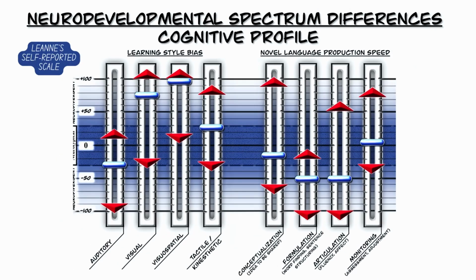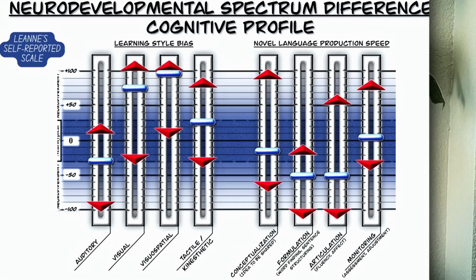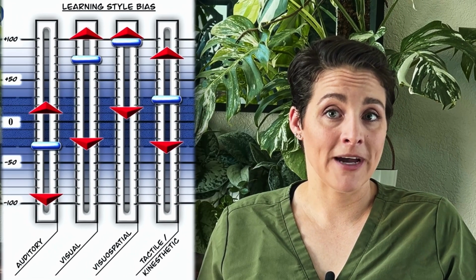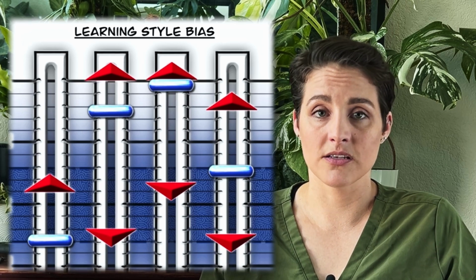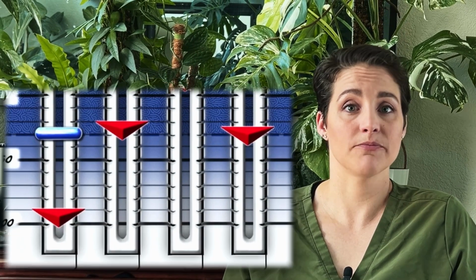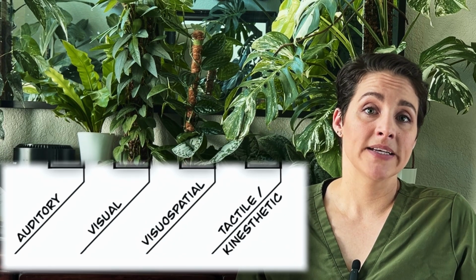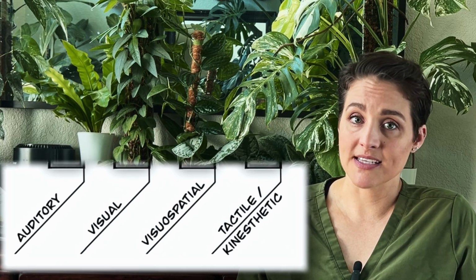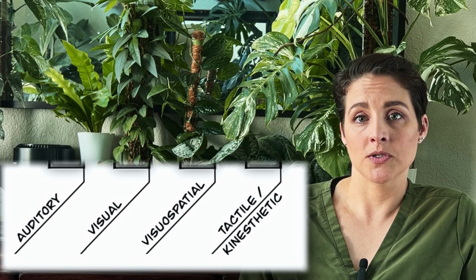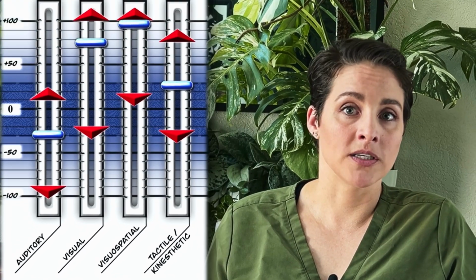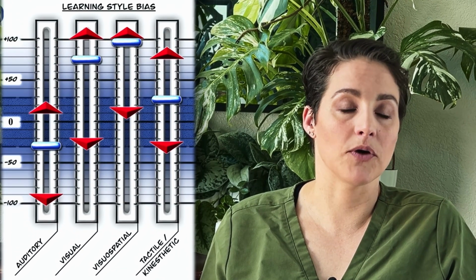Okay, and here I have one more generalized neurodevelopmental differences slide, this one focusing more on the cognitive side of things. This first section I have labeled learning style bias, and I only have 4 panels here, but just know that this is also very simplified and there are numerous ways of breaking down the methods of learning. From my research, it looks like the 3 most commonly cited learning styles are auditory, visual, and tactile, but I included visual spatial as kind of a bridge between visual and tactile because that is basically where my brain lives.